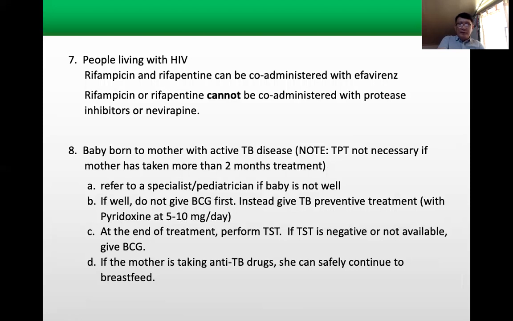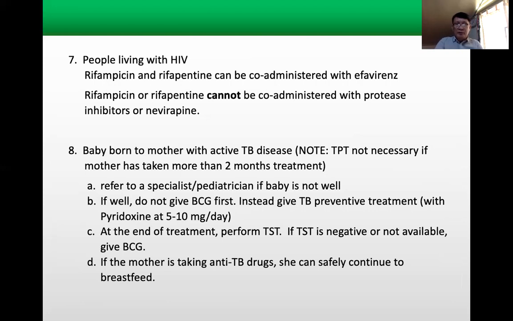Baby born to mother with active TB disease: TPT is not necessary if the mother has taken more than 2 months of treatment. If the mother has taken more than 2 months of treatment, TPT is no longer necessary. So what are we going to do when a baby is born to a mother with active TB disease? Refer to a specialist or pediatrician if the baby is not well. If the baby is not well upon birth, you have to refer it to a specialist or pediatrician.